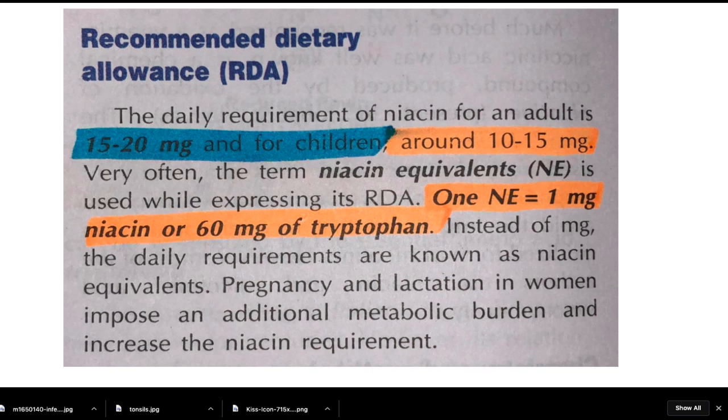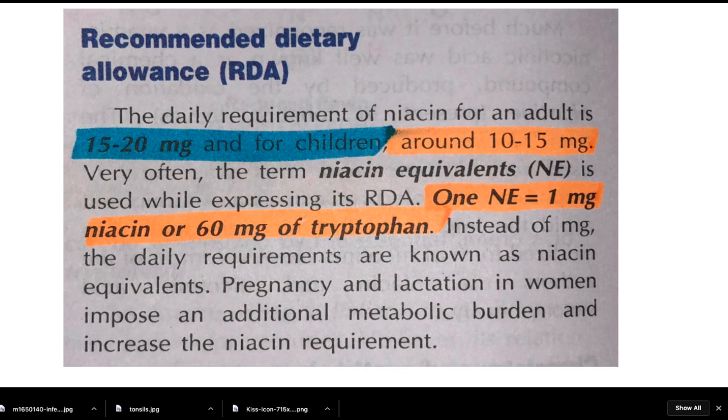Then a few notes about RDA, that is recommended dietary allowance. Almost all the vitamins have an RDA value. This value varies from textbook to textbook, so we made a customized table, which was posted on the group. Please go back and have a look. The customized table is going to give you the right answer in the examination hall, where all the vitamins and their RDA values are clearly given.